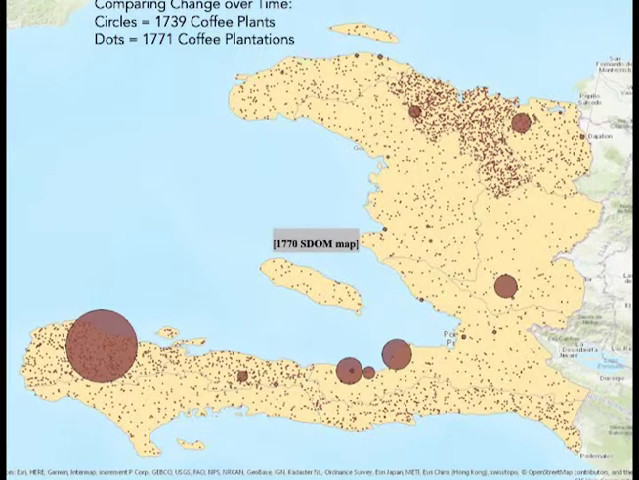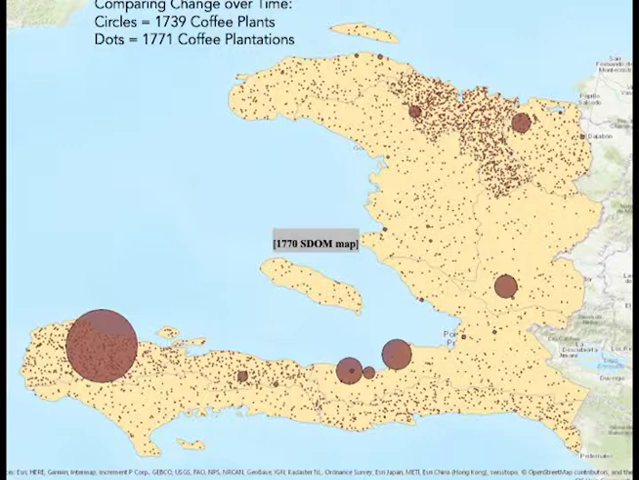Now, if we compare 1739 to 1771, we can see movement as well as growth in coffee production. The majority of early adopters were in the south and the interior, as the big circles show. Areas that we now know are of lower prosperity. But by 1771, we see two things. First of all, the area of coffee's concentration has shifted to the north, where the greatest collection of little dots are. But we also see coffee is now being grown generally across the entire colony.